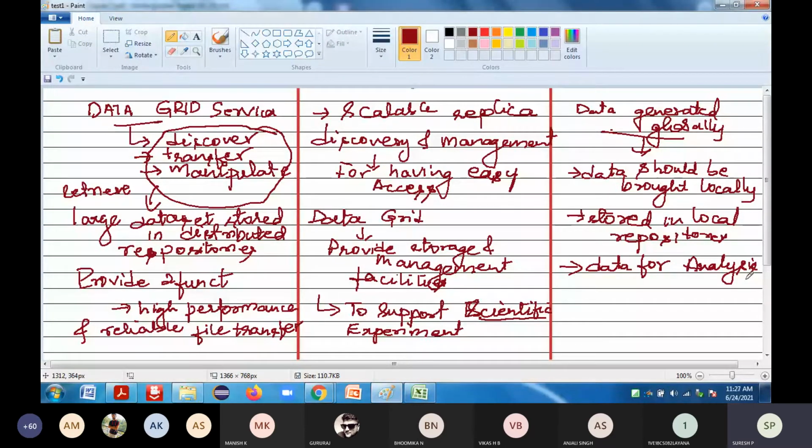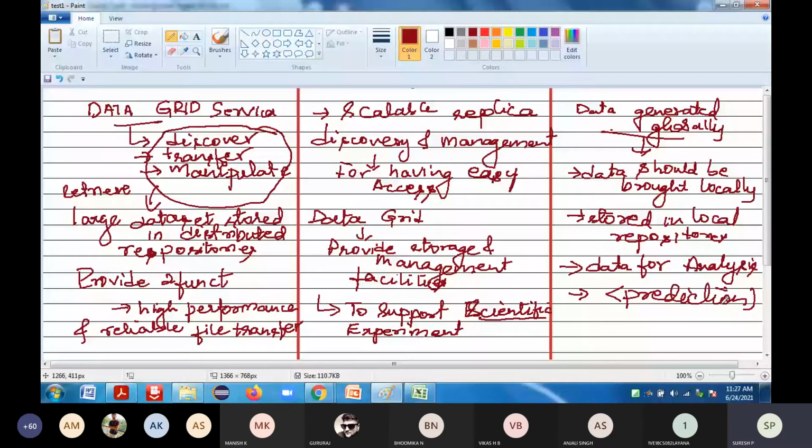Once you store that data in the local place, with the help of some tools, languages, or algorithms, I have to make the analysis. Once the data is analyzed, I can predict. Once the data is made for analysis, I can do the prediction for that particular data. So that is what is happening in your data grid services. These are the services which your data grid is going to provide.